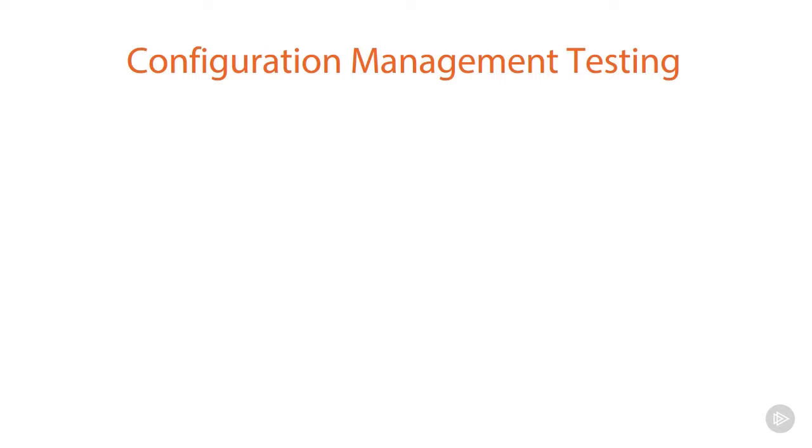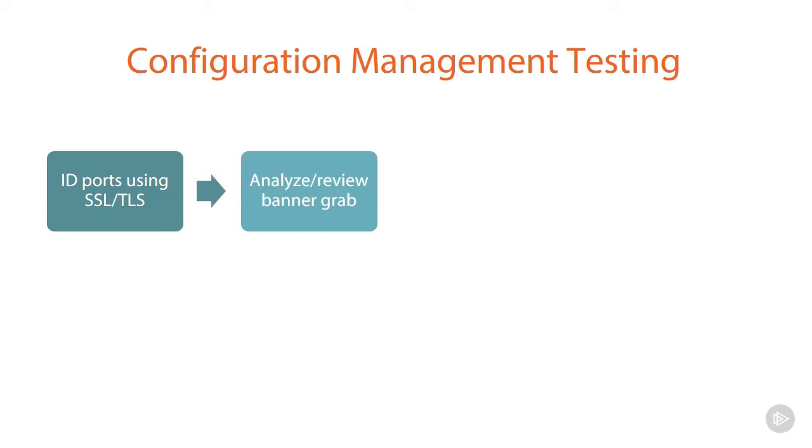So when it comes to configuration management testing, what we're doing here is we're going through to make sure that the configuration of the application is locked down enough for us. And we'll start off by identifying the associated ports to SSL and TLS by using, again, our famous tools Nmap or even Nessus. If you haven't already done so, you would want to perform at this point a banner grab and take a look at the information that you get back on that.